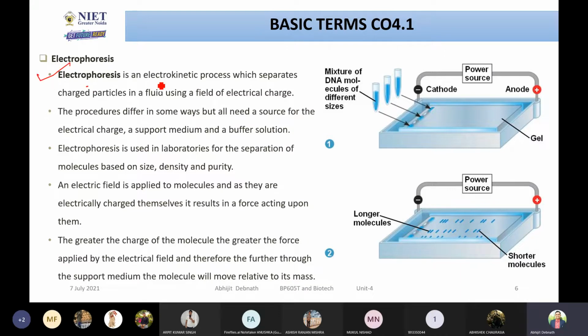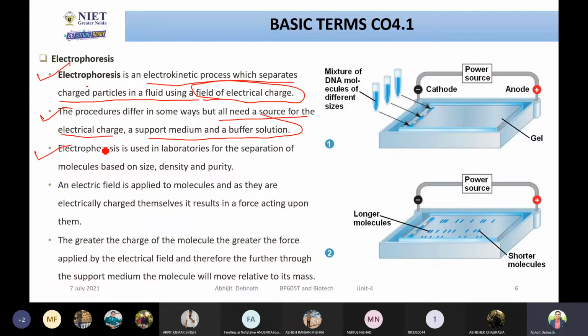Electrophoresis is an electrokinetic process which separates charged particles in a fluid using an electric field. The procedure differs in some ways, but all need a source of electric charge, a support medium, and a buffer solution. Electrophoresis is used in laboratories for the separation of molecules based on size, density, and purity. Based on these, you can separate various particles and molecules, especially DNA, protein, or RNA.